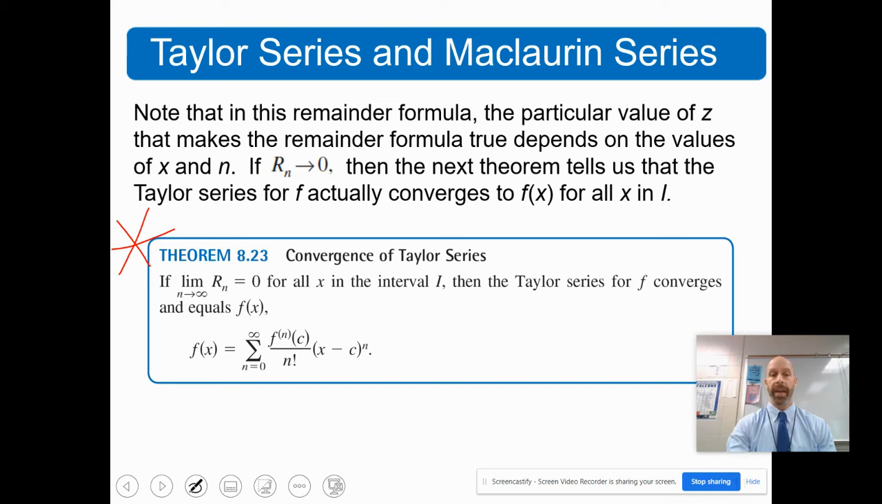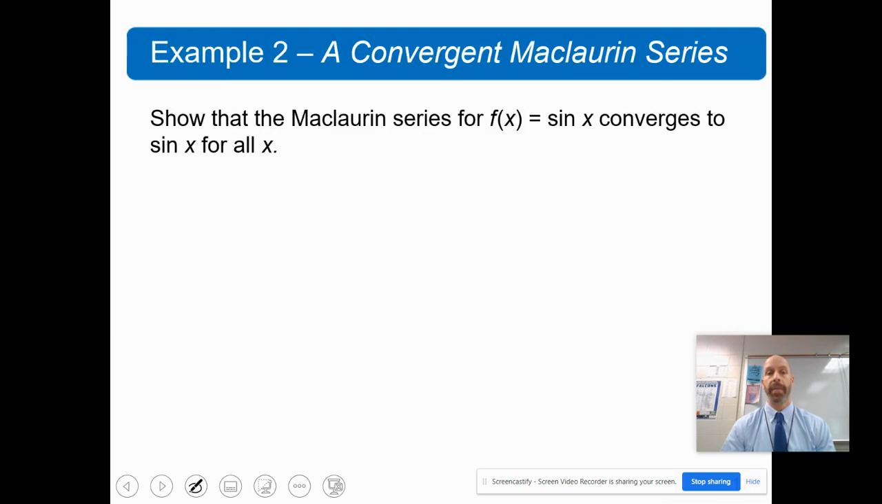Okay, so what this is saying is if the remainder is going to go to 0, then the Taylor series converges and is equal to f of x. So this is a stronger statement than what we had before. Here we can conclude, if this is true, that this series is going to be indeed equal to f of x. So let's show that the Maclaurin series for f of x equals sine of x converges to sine of x for all x.